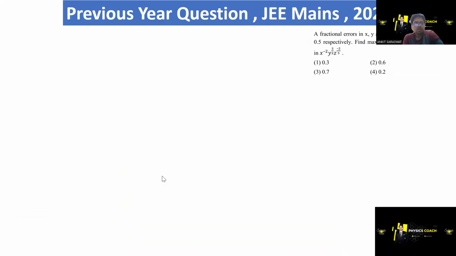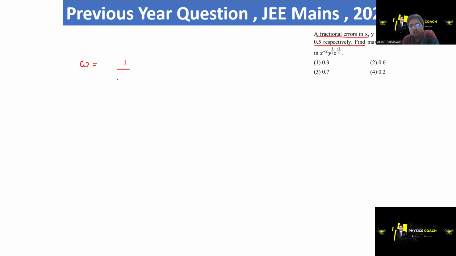So hi everyone, look at this question. The fractional errors in x, y, and z are 0.1, 0.2, and 0.5. Find the maximum fractional error. This quantity, you can take this quantity as w.